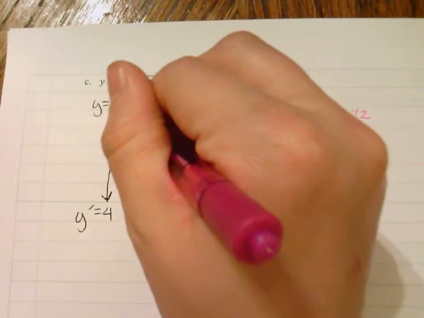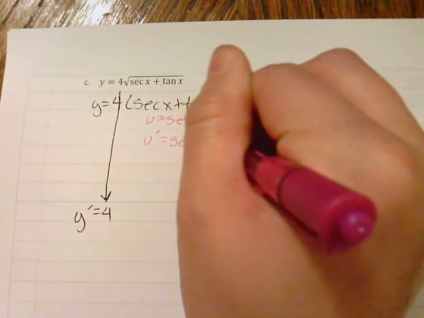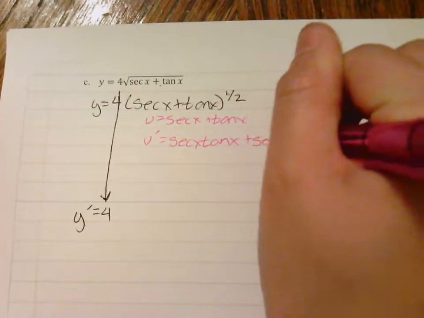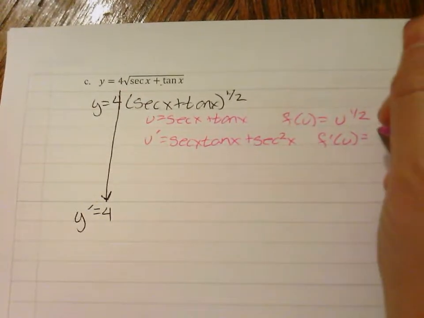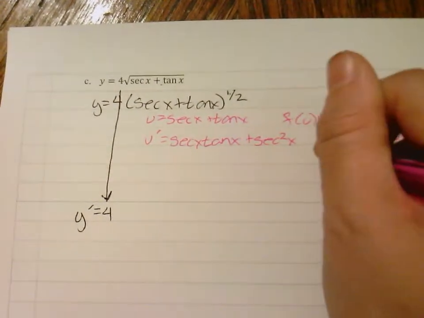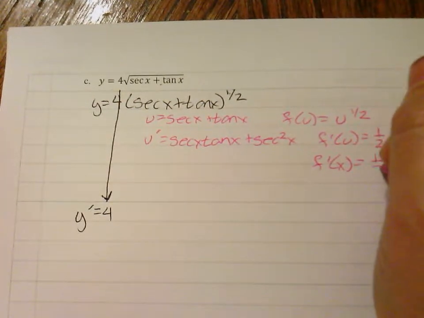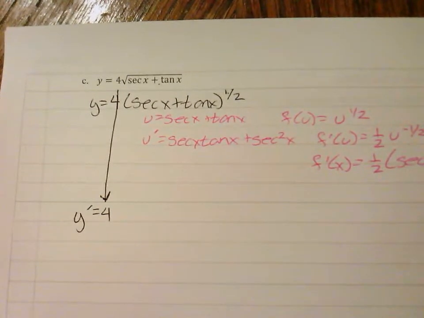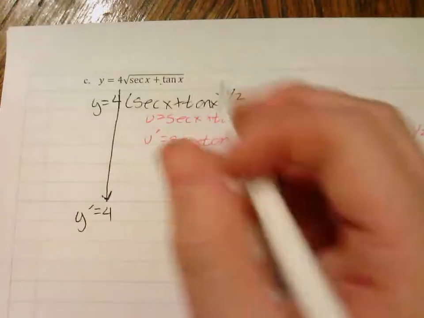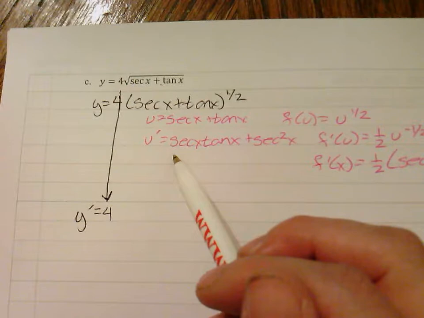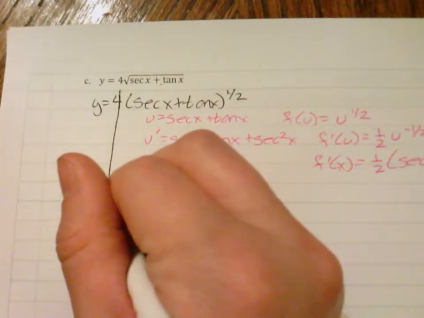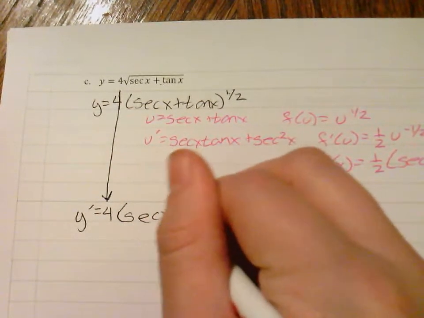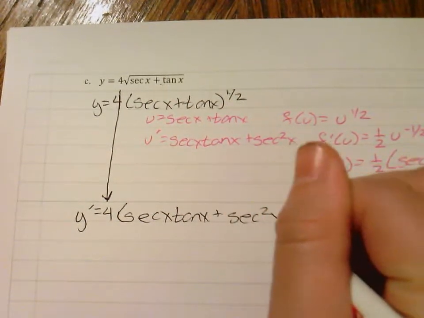U prime is secant x tangent x plus secant squared x, that's the derivative of secant x, secant x tangent x, plus the derivative of tangent x, secant squared x. F prime of u is 1/2 u to the negative 1/2. So f prime of x is going to be 1/2 secant x plus tangent x to the negative 1/2. Okay, so you can go ahead and find the derivative now. That's going to be 4 times u prime, which is secant x tangent x plus secant squared x, times this.